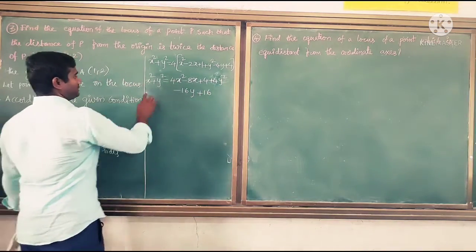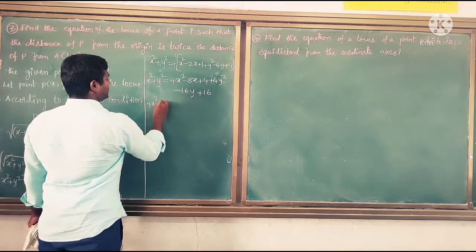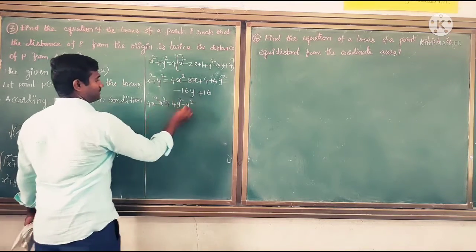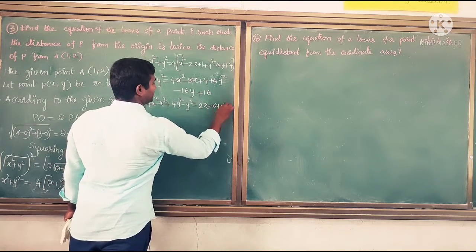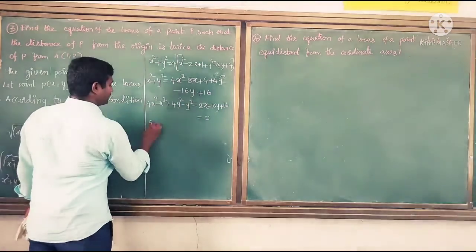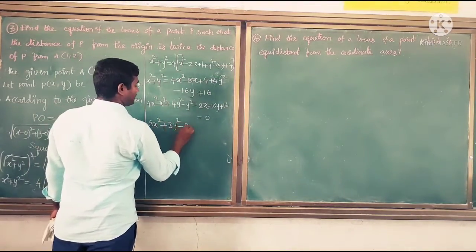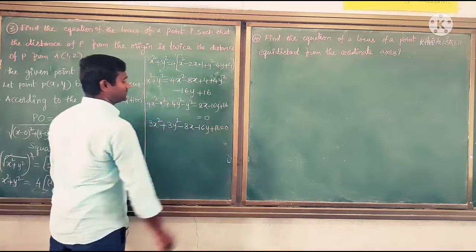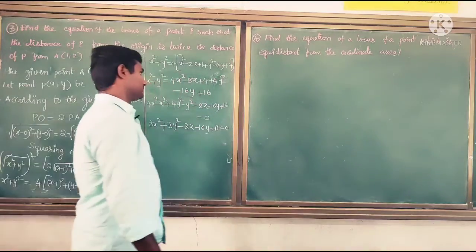Okay, so now these x square and y square get transposed to the left side. It becomes 4x square minus x square plus 4y square minus y square minus 8x minus 16y plus 16 equal to 0. So 4x square minus x square, 3x square, plus 4y square minus y square, 3y square, minus 8x minus 16y plus 16 equal to 0. So this is the required equation of the locus.